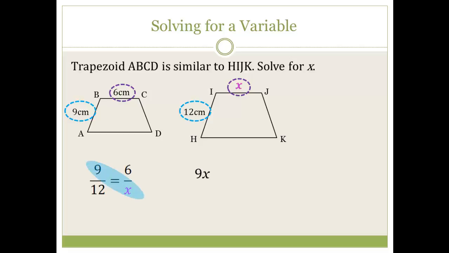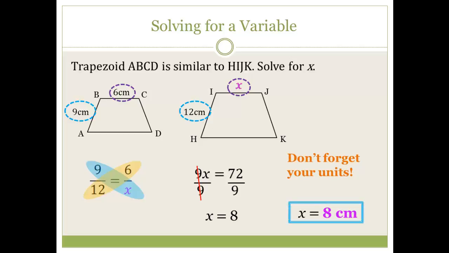Cross multiply, and we get 9x equals 72. We isolate x by dividing both sides by 9. When we do that, the two 9's cancel out, and we are left with our final answer of x equals 8 centimeters.